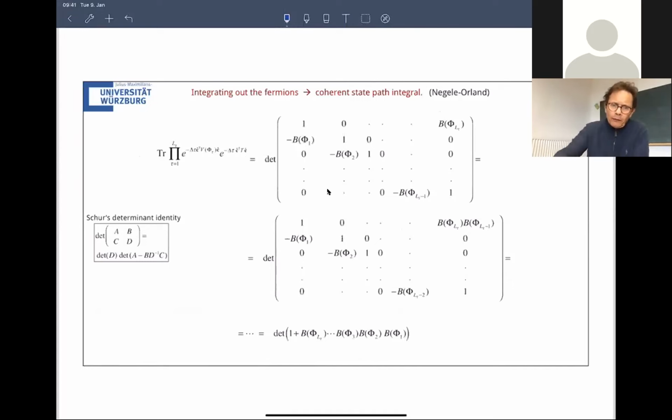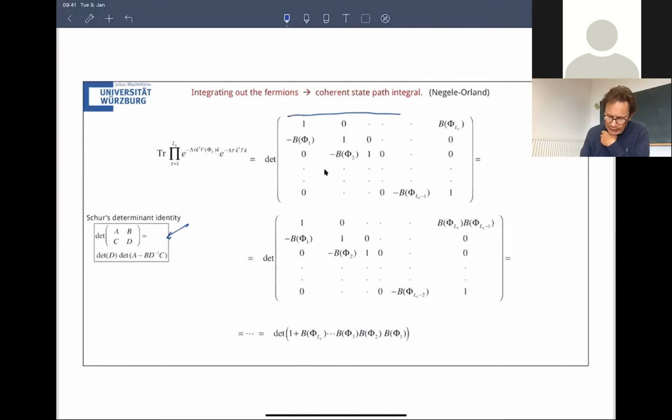We have to reduce this determinant to something more tractable, to be sure that we are able to simulate our model with complexity imaginary time, so beta times the volume cubed. And to do this, we use Schur's identity. The idea here is to just use this identity. And what we will define is, so let me get this right.